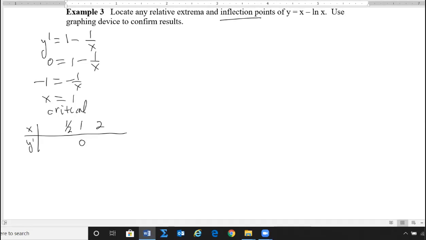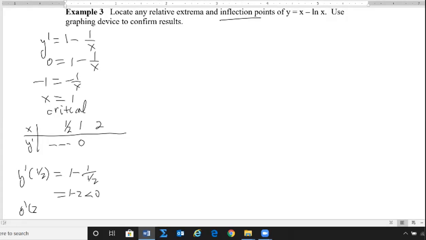So we need to calculate those. Y prime of 1/2 is equal to 1 minus 1 over 1/2. And it's 1 minus 2, which is less than 0. So that's negative. What about y prime of 2? Let's put that in, like 1 minus 1 over 2, which is greater than 0.